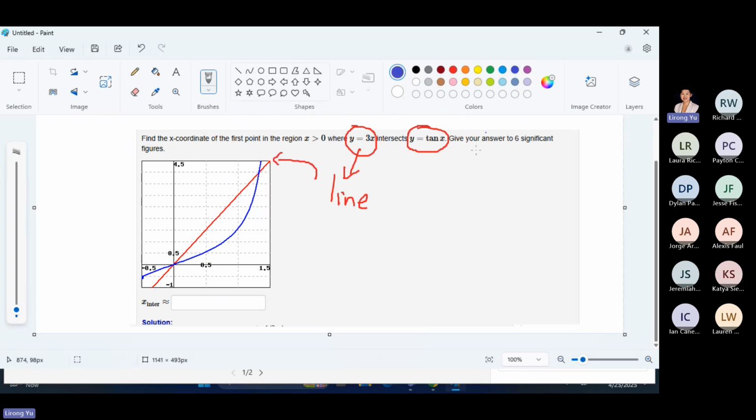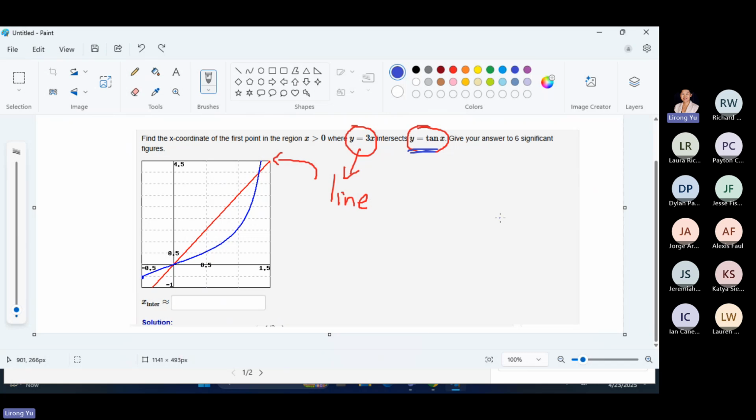The second one is y equals tangent of x. That's a curve, it's this one. The actual scenario is that there are many tangent curves. Tangent goes this, this, and this. Then right here, you have a line. Now we're looking for the intersection between the line and the tangent curve. That's what's happening.